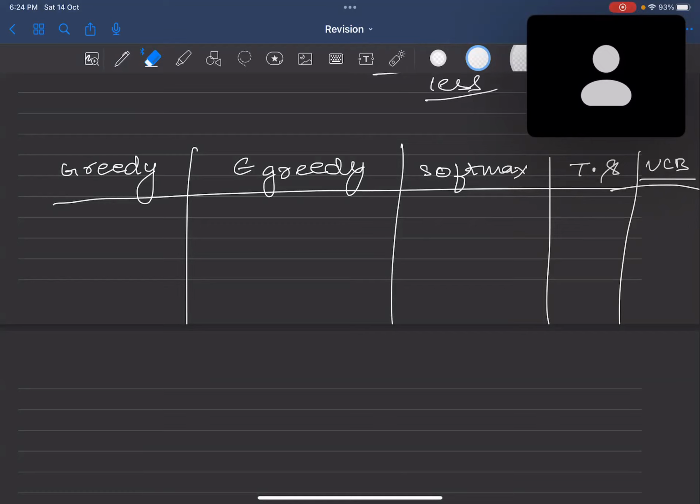Can someone explain to me first of all what is greedy? First of all, let's focus on greedy and epsilon greedy. What is the greedy approach, and what is the limitation of greedy that we came to epsilon greedy? First question.